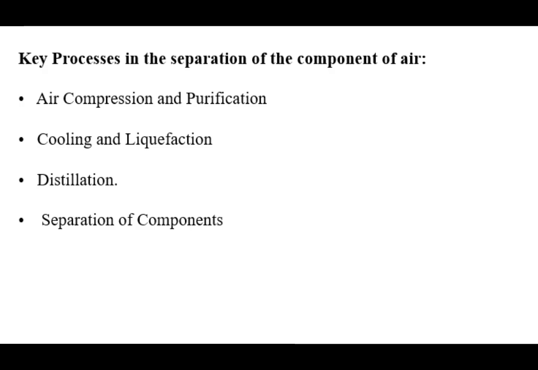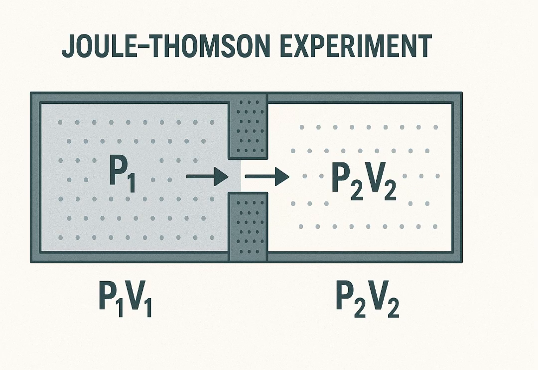By understanding and applying the principles of real gases, air separation facilities can efficiently and safely produce high-purity gases for various industrial applications. 8.0 Joule-Thomson experiment. Joule-Thomson experiment, also called Joule-Kelvin experiment. The Joule-Thomson experiment investigates how the temperature of a real gas changes when it expands from high pressure to low pressure without exchanging heat with its surroundings, i.e., adiabatic expansion through a porous plug or valve.